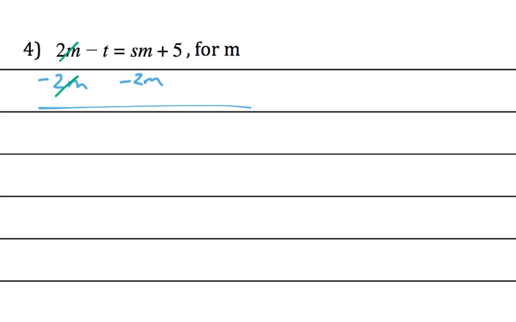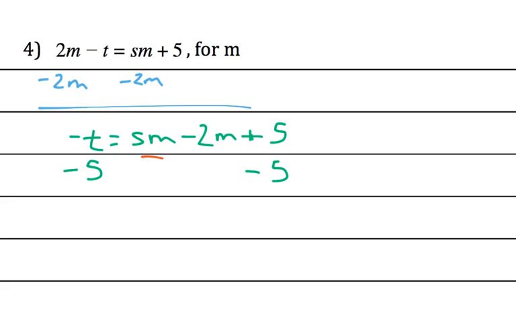Well, these go away, and I'm left with negative t, that negative does have to come down, is equal to sm minus 2m plus 5. Well, there's an m here and an m there, but this thing has nothing to do with m, and it's separated by addition or subtraction. So now I'll separate this by subtracting 5 from both sides.